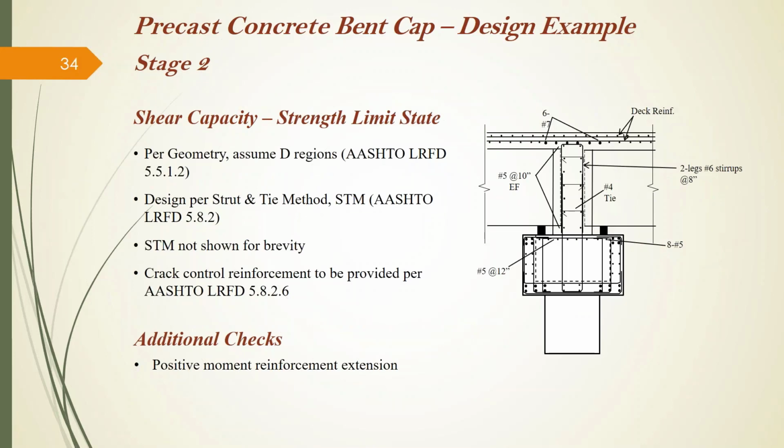Again, we have to go back and do the overall analysis of the cap beam for the Strength 1 limit state, and again, you can use the strut and tie method for that. You also have to do some crack control reinforcement checks. And also at this stage, you have to look at the positive moment reinforcement extension due to reversibility of the seismic forces on the full cap beam section that we have.